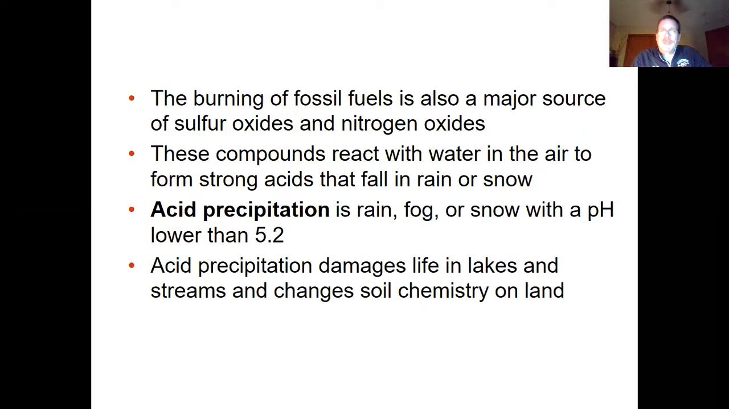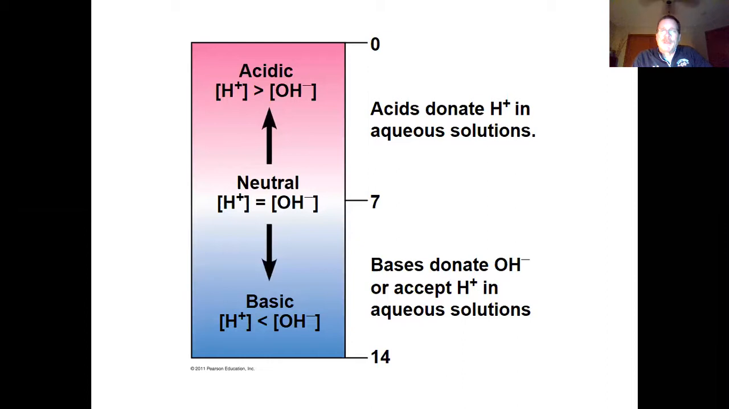Okay. Burning of fossil fuels is also a major source of sulfur oxides and nitrogen oxides. These combine with water in the air to form strong acids that fall as rain or snow, called acid rain. Okay. With a pH lower than 5.2, which is pretty acidic for living organisms, it damages life in lakes and streams and changes soil chemistry on the land.